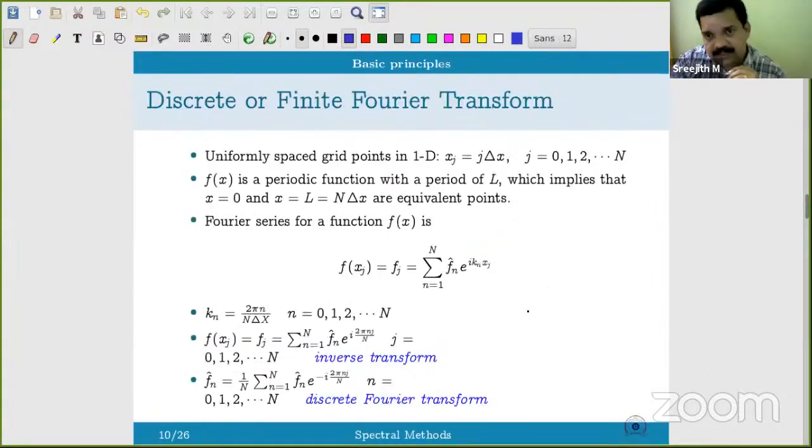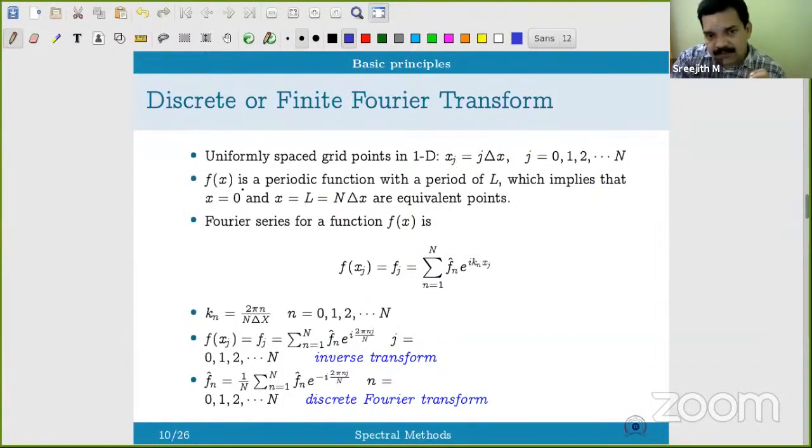Now some details about the Fourier transform. If you consider a uniformly spaced 1D grid, xj is j delta x, where delta x is the gap between the points, or grid size. j is equal to 0, 1 to n. So xj are the grid points.